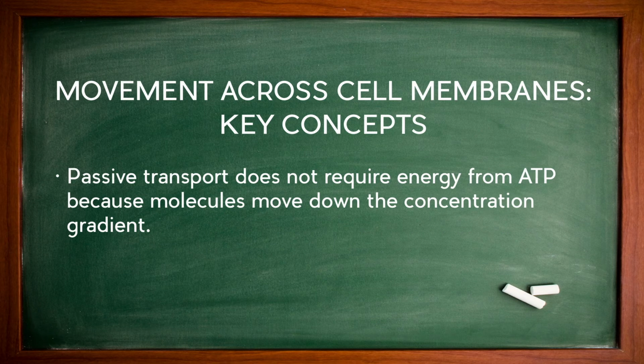Passive transport doesn't require input of metabolic energy or ATP because spontaneous movements of molecules occur down the concentration gradient, from high to low concentrations. Examples of passive transport are simple diffusion and facilitated diffusion.